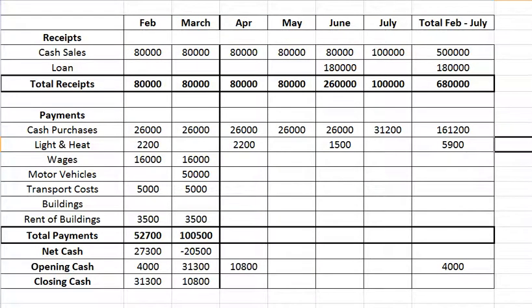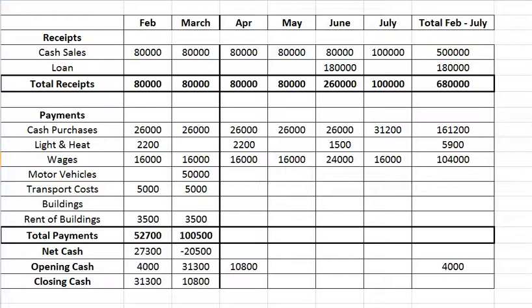Wages are expected to remain the same, except in June, when there will be an additional 8,000 in bonuses paid. So it's going to be 16,000 in April, 16,000 in May, 24,000, the extra 8,000 in bonuses, and 16,000 in July, giving a total of 104,000.